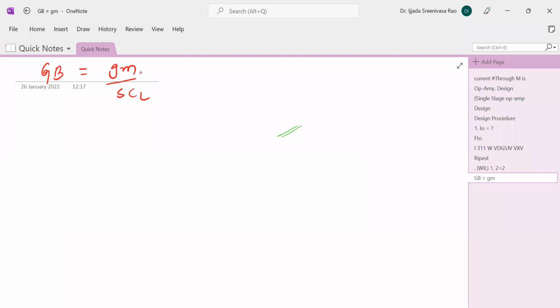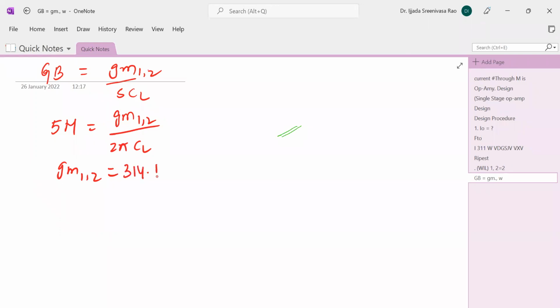Here GM means GM 1, 2, because M1 and M2 are the same. What is the gain bandwidth given? He gave GB as 5 megahertz, equal to GM 1, 2 by 2 pi CL, where S means omega and omega means 2 pi. I think everything is known except the GM value, so you can find the GM value. After substituting the CL value, GM 1 comma 2 is equal to 314.16 micro.